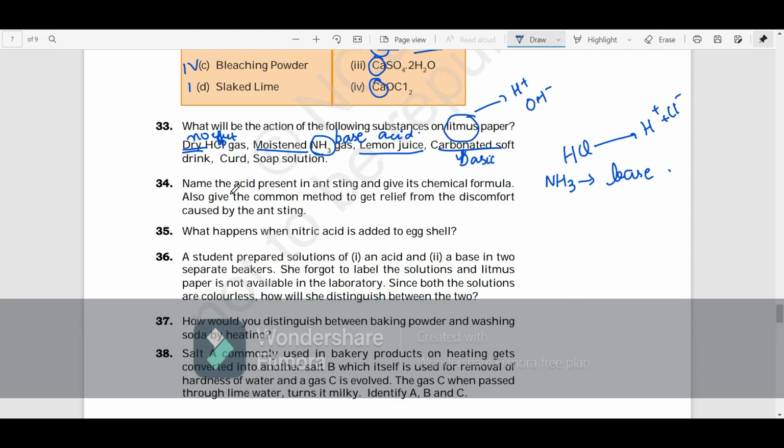Next, curd will contain which acid? It contains lactic acid, so it should be an acid. It will turn blue litmus paper to red in color. Soap solution is basic, so it will turn red litmus paper to blue, red to blue.